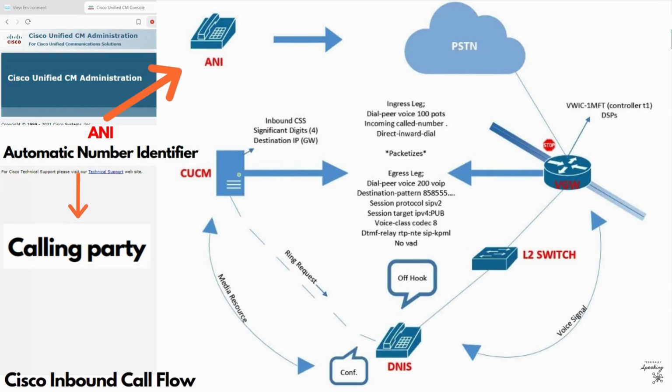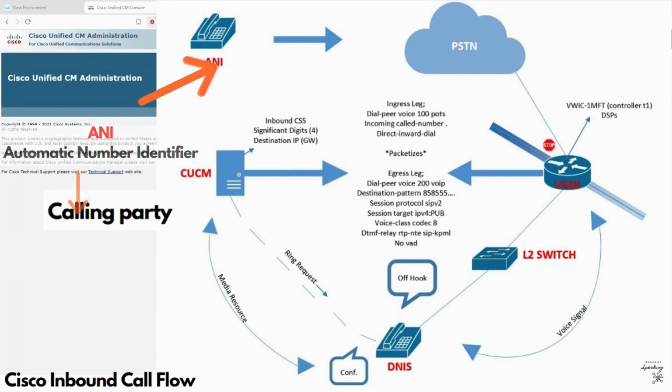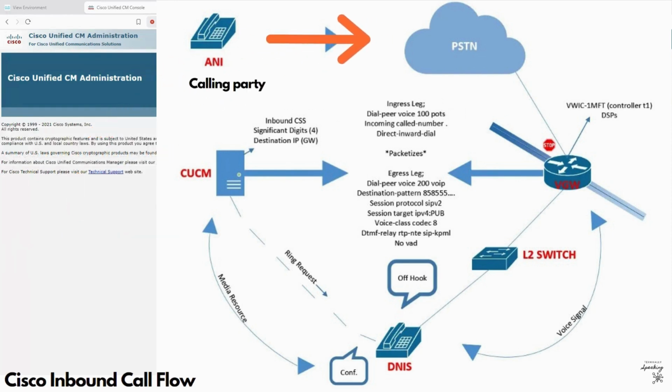We have here at the top left, ANI. ANI is the automatic number identifier. It is the caller ID of the caller's phone number, and what we call the calling party. So this is someone external trying to call internal, trying to call our company. So the call goes through the PSTN. The PSTN will know where to send the number.